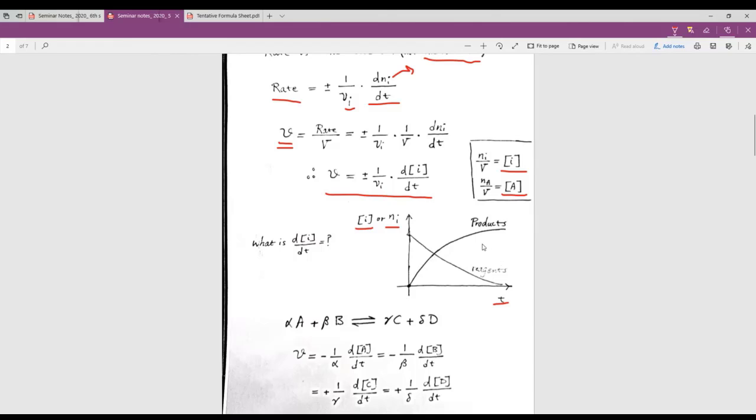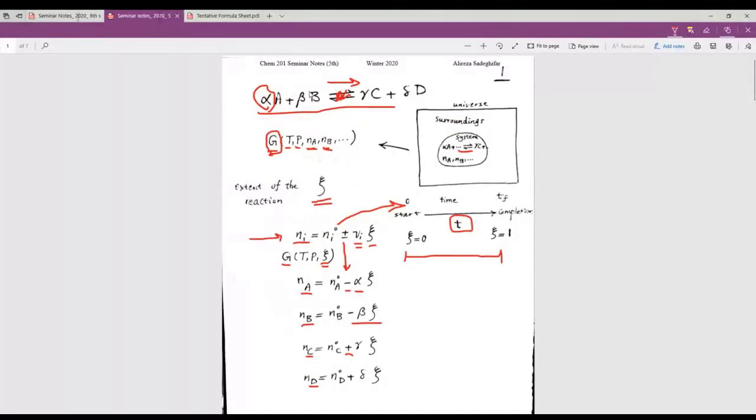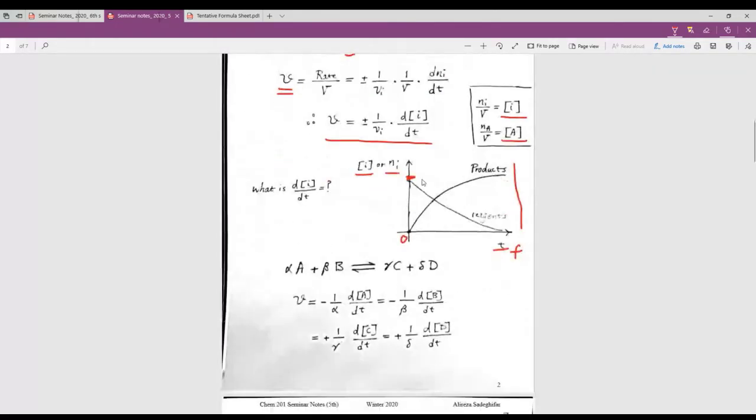then normally we have products that change over time following this trend, and reagents, they follow this trend over time. The time starts from 0, so this is time 0, and this is time final or completion, for example, in here. Okay, so the reagents start from an initial value, which is non-zero. Of course, we put some of these reagents and then we mix them into a vessel, and then they react, right?